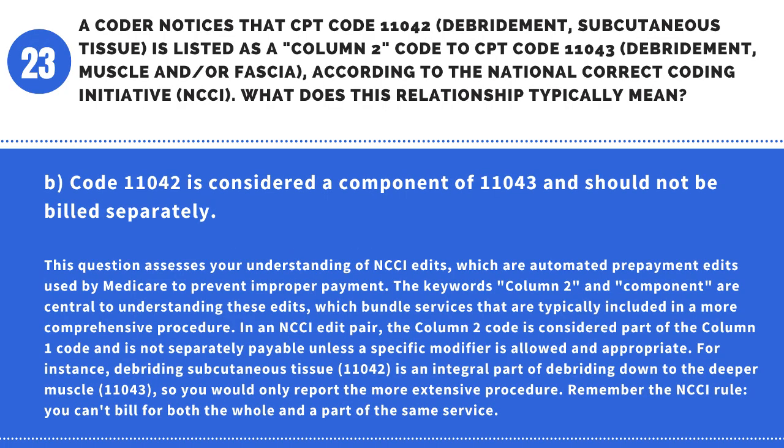Answer: B. Code 11042 is considered a component of 11043 and should not be billed separately. This question assesses your understanding of NCCI edits, which are automated prepayment edits used by Medicare to prevent improper payment. The keywords column 2 and component are central to understanding these edits, which bundle services that are typically included in a more comprehensive procedure. In an NCCI edit pair, the column 2 code is considered part of the column 1 code and is not separately payable unless a specific modifier is allowed and appropriate.